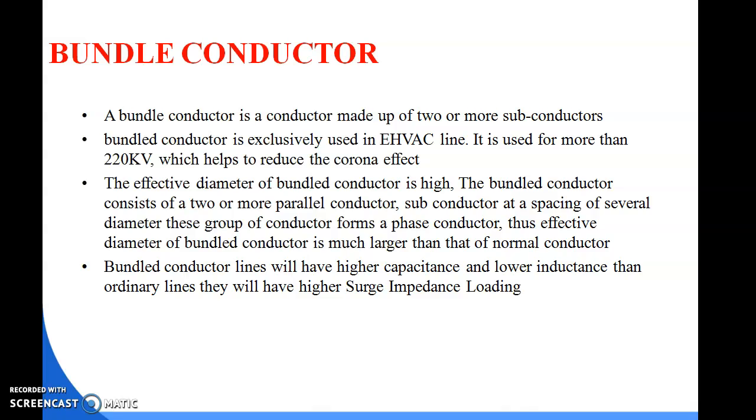Okay, so it is used to reduce the corona effect, and the effective diameter of a bundle conductor is high as compared to a normal conductor. It consists of two or more parallel conductors or subconductors at a spacing of several diameters. This group of conductors forms a phase conductor. Thus the effective diameter of the bundle conductor is much higher than the normal conductor. That means it combines 2 to 3 subconductors with some spacing.